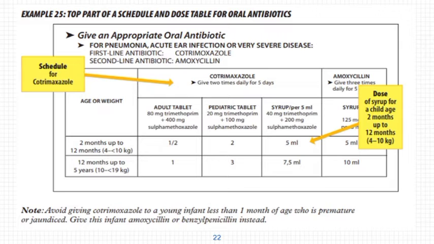Next, if the pediatric tablet is not available but the adult tablet is, check the chart again to see how many tablets to give the child. For example, for 2 months up to 12 months, with a weight of 4 to less than 10 kilograms, you give 1/2 tablet given 2 times daily for 5 days. If the child cannot take tablets, give syrup, also based on age. The dose is 5 ml.